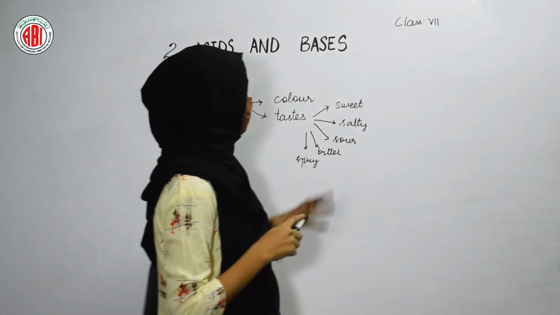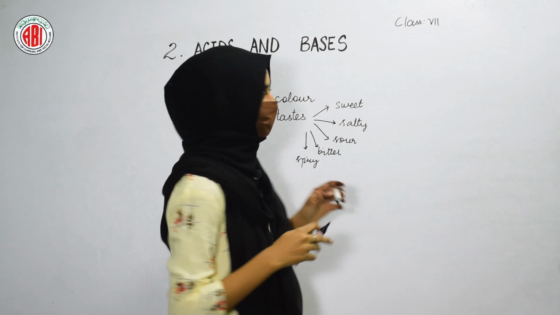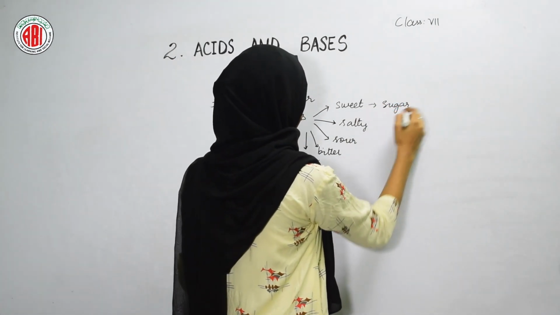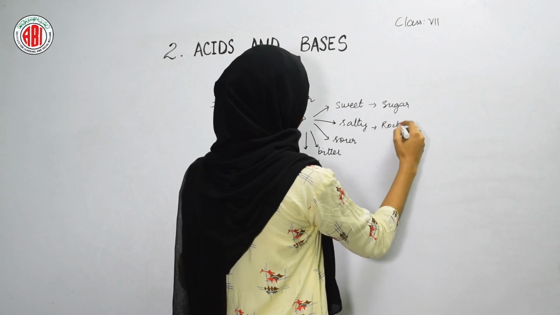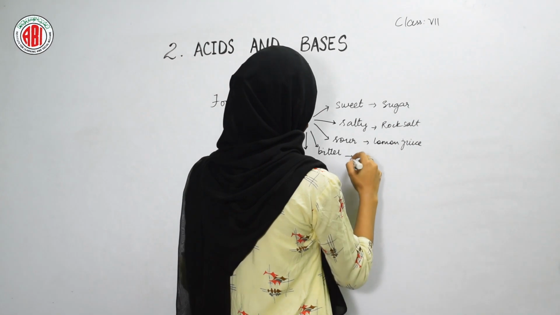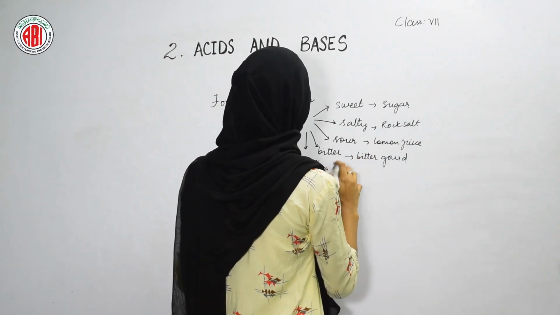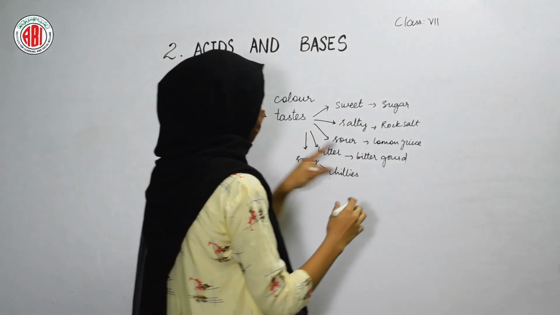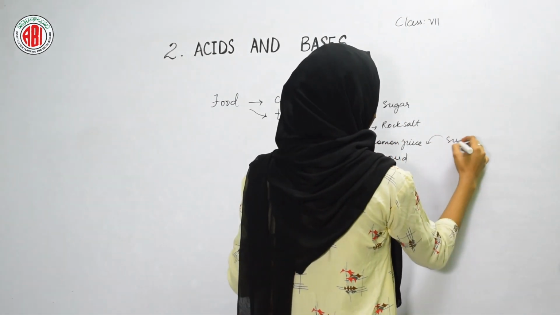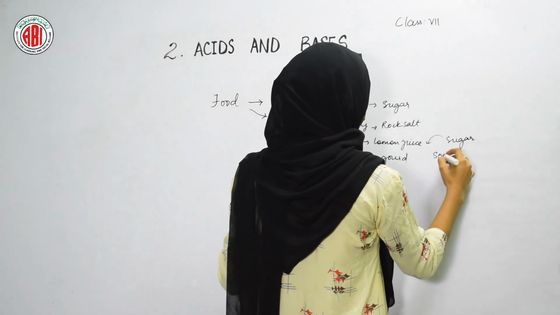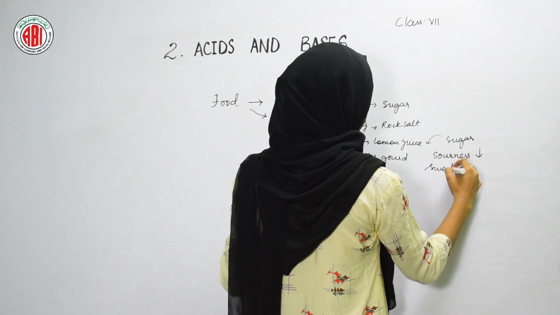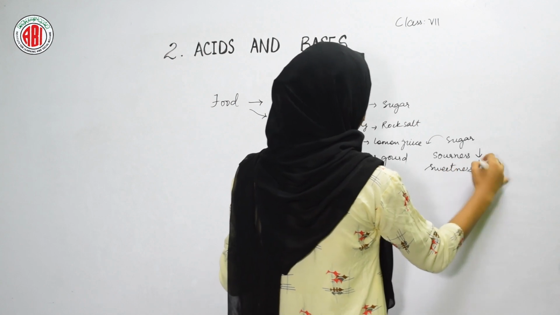Let us take some examples of different food items based on their taste. When we take the example of sugar, its taste is sweet, and rock salt is salty, lemon juice is sour in taste, and bitter gourd is bitter. The chilies are spicy. Now when we add sugar to this lemon juice, which is sour in taste, then the sourness of the lemon juice decreases and the sweetness of the lemon juice increases.